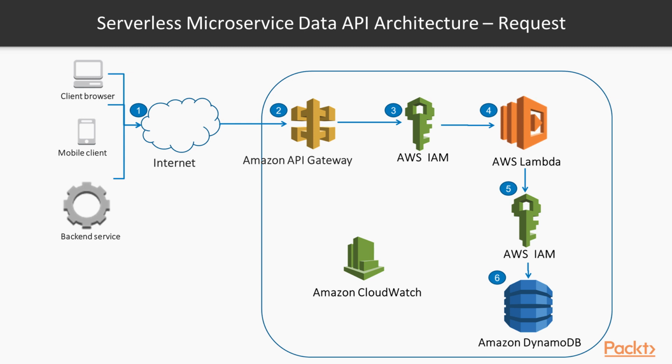In terms of architecture, so the request will look like this. We have a client browser, a mobile client, or a backend service in the internet that will query our API gateway, passing the request with the user ID and the start date as an optional parameter. This will get authenticated through an AWS IAM role that will then launch the Lambda function. The Lambda function will then use a role to access DynamoDB and pass that query to Dynamo to query for that specific user and that specific date range.